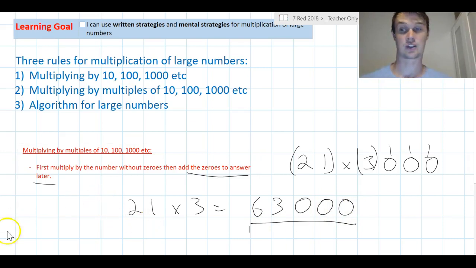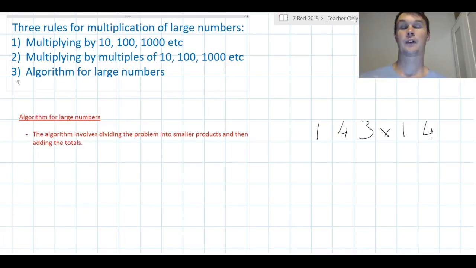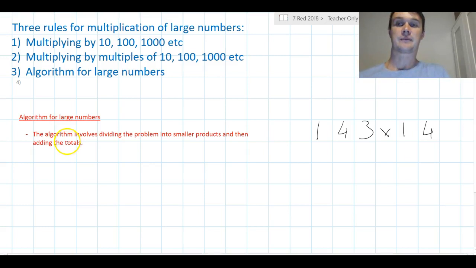So that's strategy 2. Finally, if you've tried option 1, you've tried option 2, and you can't answer those questions, then you're going to move to option 3, which is using an algorithm for multiplying large numbers. We have the question here, 143 times 14. I can't multiply it by 10. It's not a multiple of 10, so I need to use my written strategies here. The written strategy basically involves dividing the problem into smaller products. Remember that products means multiplying, and then adding the totals.